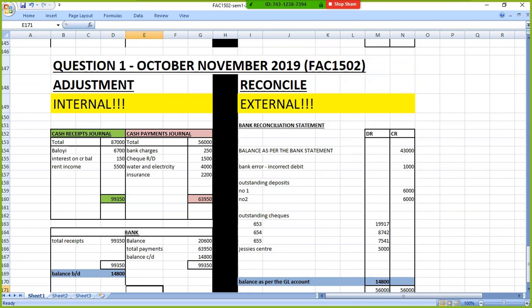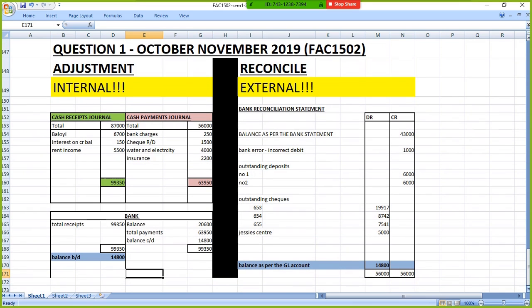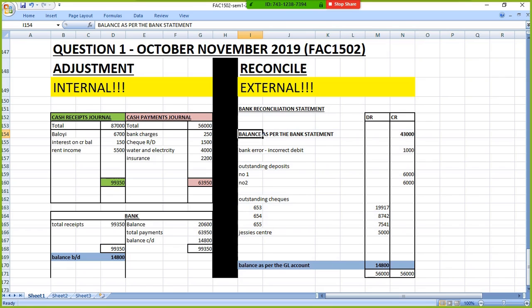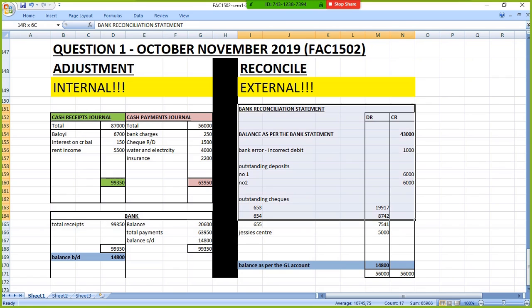Right. Why did you say that as per the general ledger account at the end there? Because you're reconciling the bank statement balance to your books. Okay, fine. This is the structure for the bank recon. It's like a template. Right. All right, so you're adjusting on the left, and you're reconciling on the right.